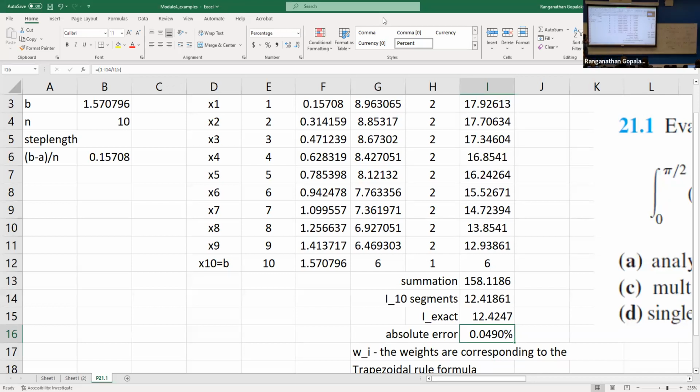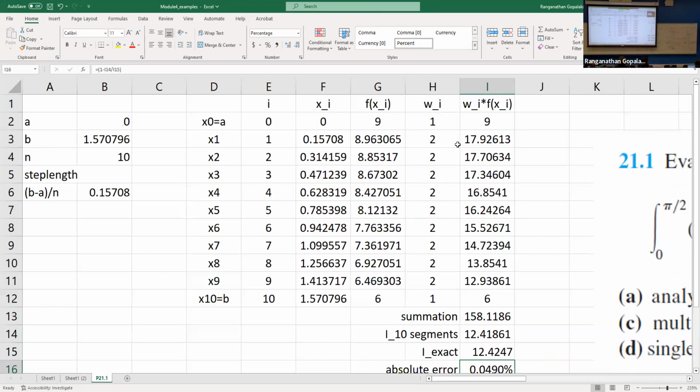So did we get all the steps right? Did I make any other mistake? Trapezoidal rule.